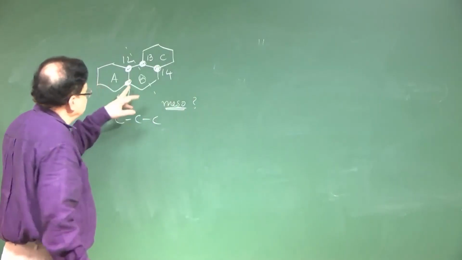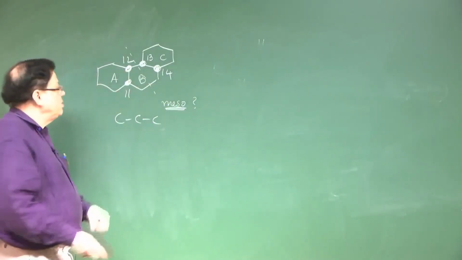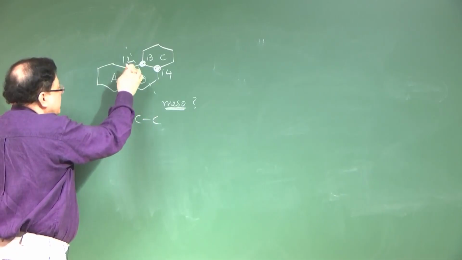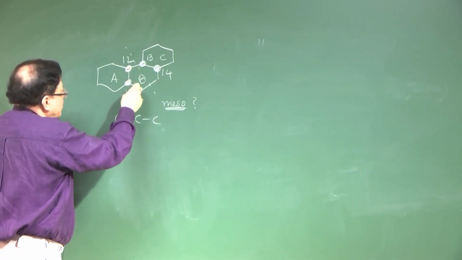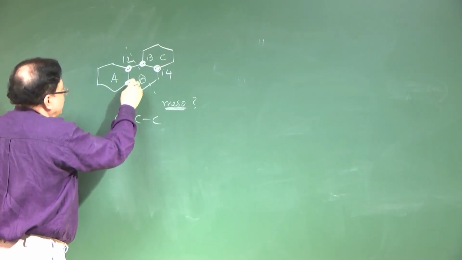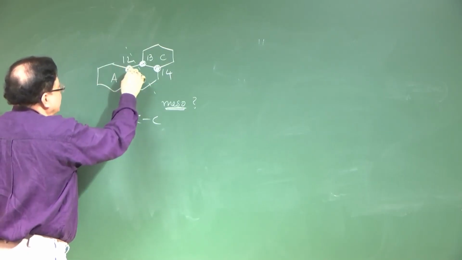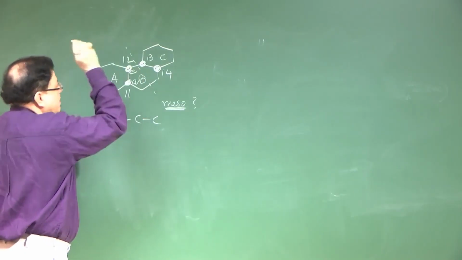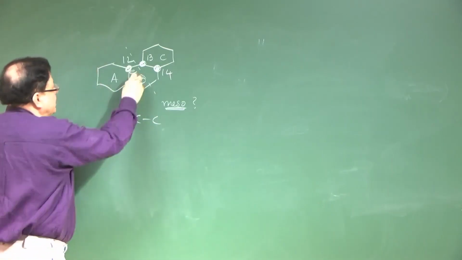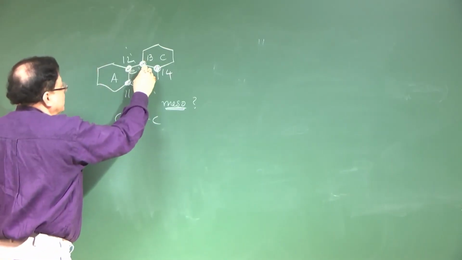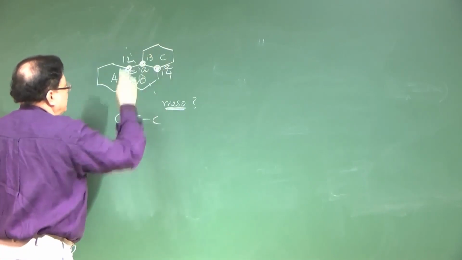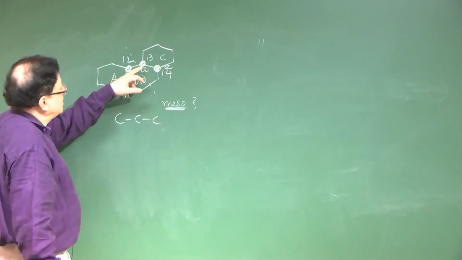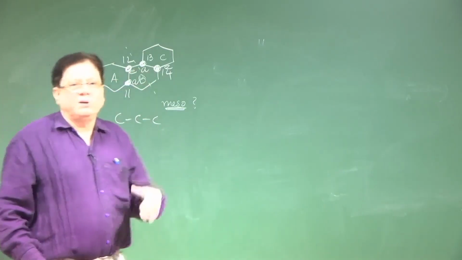I said that first you try to assign the axial equatorial orientation. So, this is a cis ring junction. So, you have the option here. Now, you can start with this is axial, this hydrogen is equatorial, because this is 1:2 relationship, then this is 1:2 relationship. So, that will be axial and that will be equatorial. So, here it will be axial equatorial or the vice versa, equatorial axial.